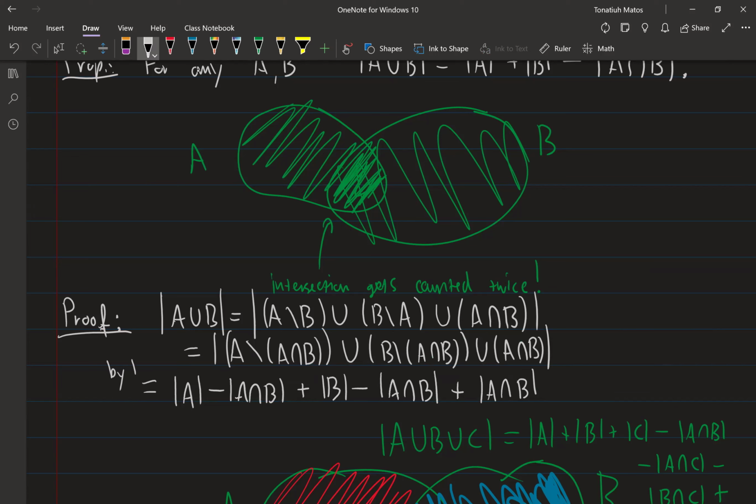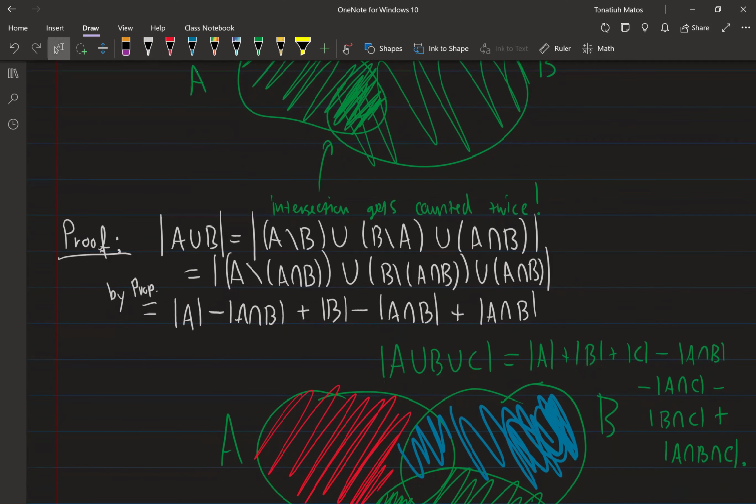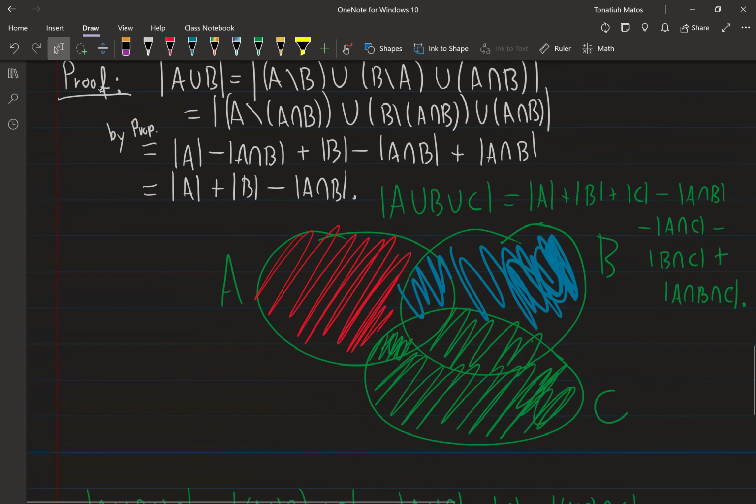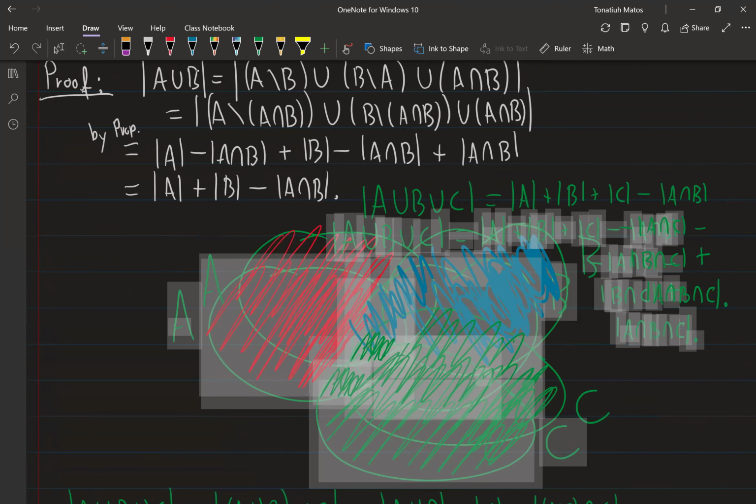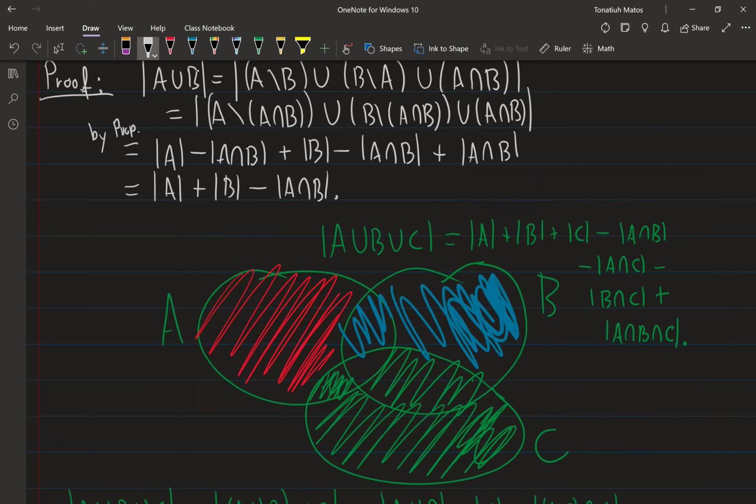So this is by the first proposition. All I'm doing is splitting this into a sum, and then the first one is just that. So if we cancel out whatever terms repeat, this is just A plus B minus A intersection B, right? I'm done. Questions? Any questions, or does this make sense? I have minus minus plus, right? So it's just minus. This is the end of the proof.